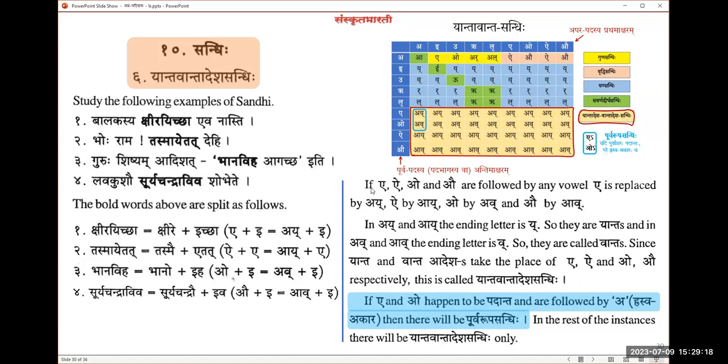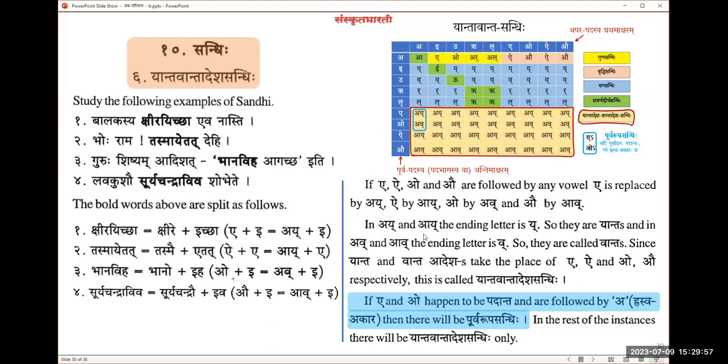So let us see the summary. Now we pretty much know what they're going to say. It's a matter of practicing what we have learned already. If a, e, o, au are followed by any vowel, a is replaced by ay, e by ay, o by av, and au by av. Okay, this accenting the halanta with that is a style we use to make sure you don't hear something else.